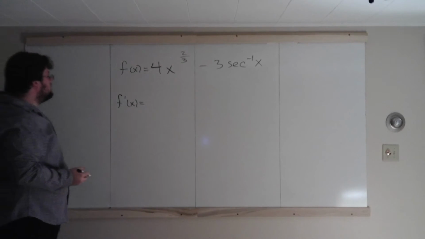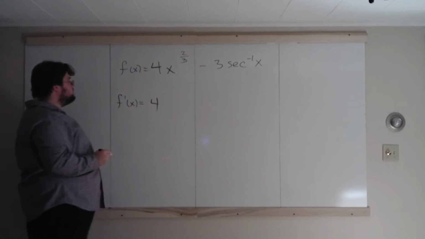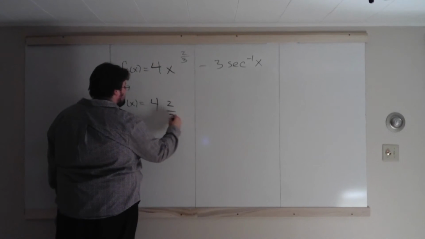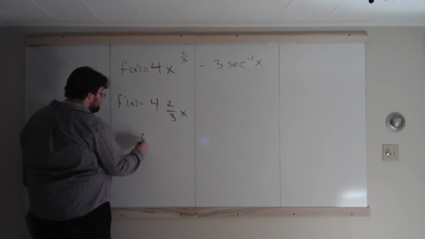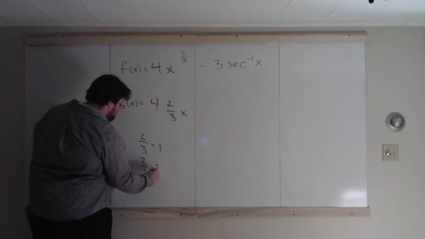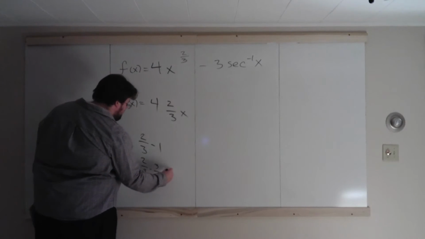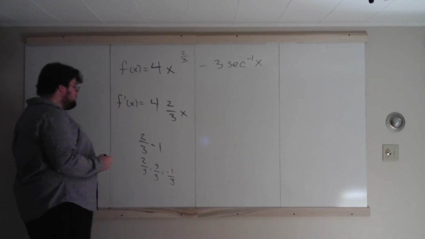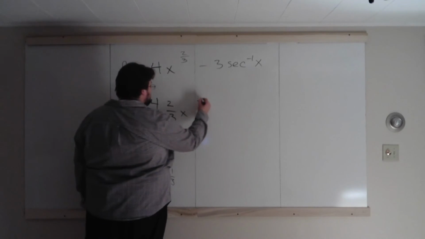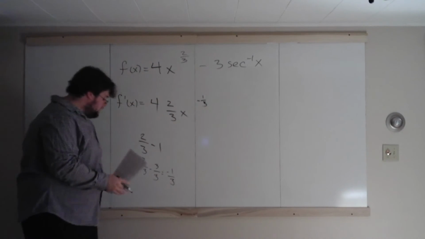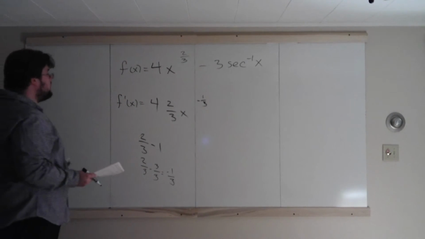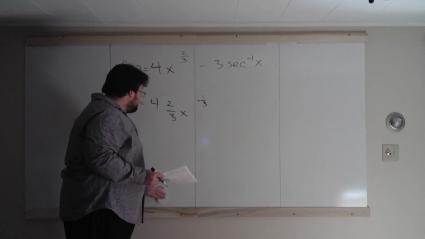So we have 4. Well, let's just write the 4 so we don't have to think about it anymore. X to the 2/3. Well, again, we have the power rule. 2/3 x to the 2/3 minus 1. What's 2/3 minus 1? Well, that's 2/3 minus 3/3. 2 and negative 3 make a negative 1. So 2/3 minus 3/3 is negative 1/3. So we have 4 times 2/3 x to the negative 1/3 for that part.